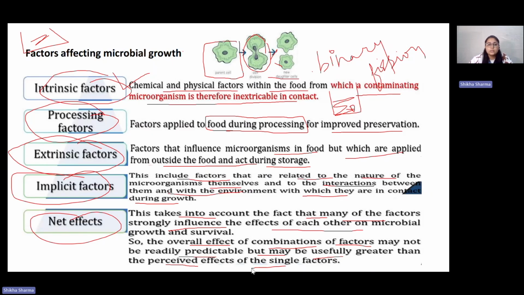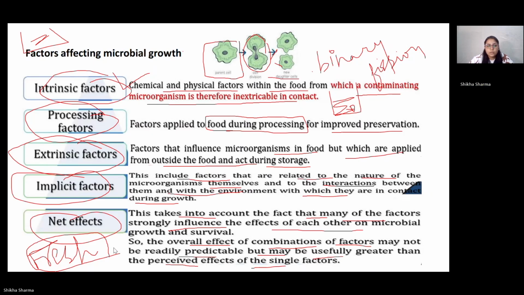So their net effects will give us fresh-like food, like fresh fruits or vegetables or any food products. So we'll get a fresh-like food product, and the microorganism count will be low, or there will be no pathogens in the food product. So it will not be a contaminated food product.